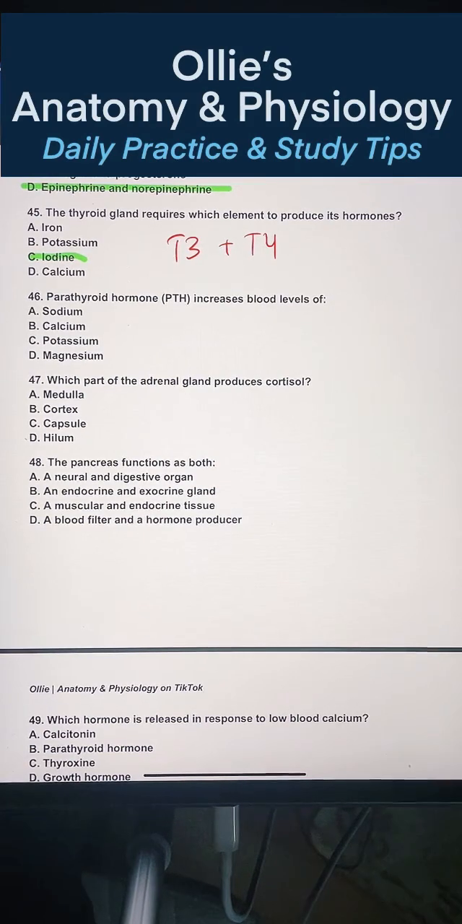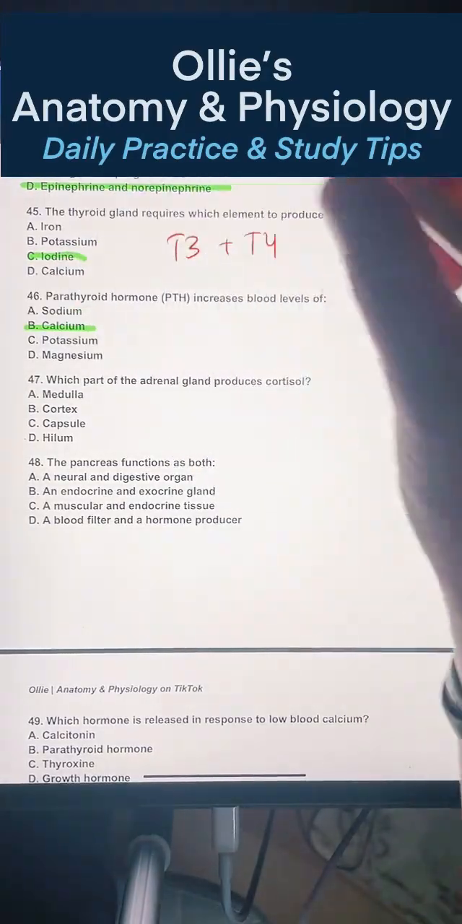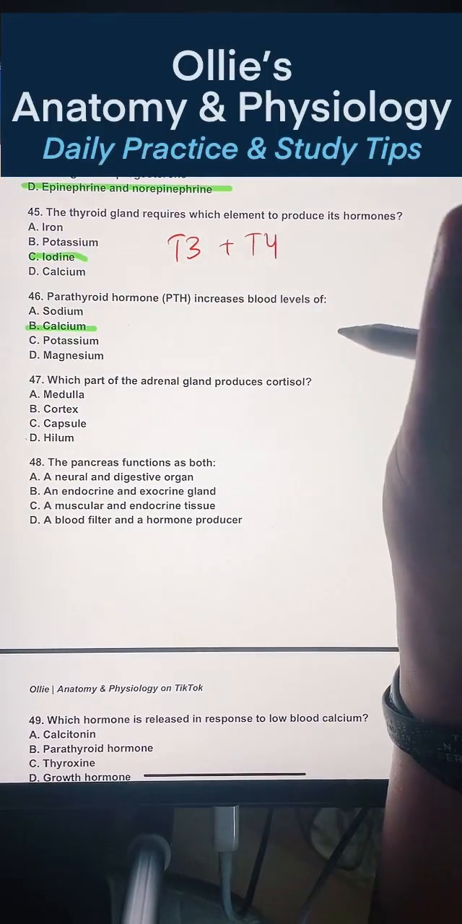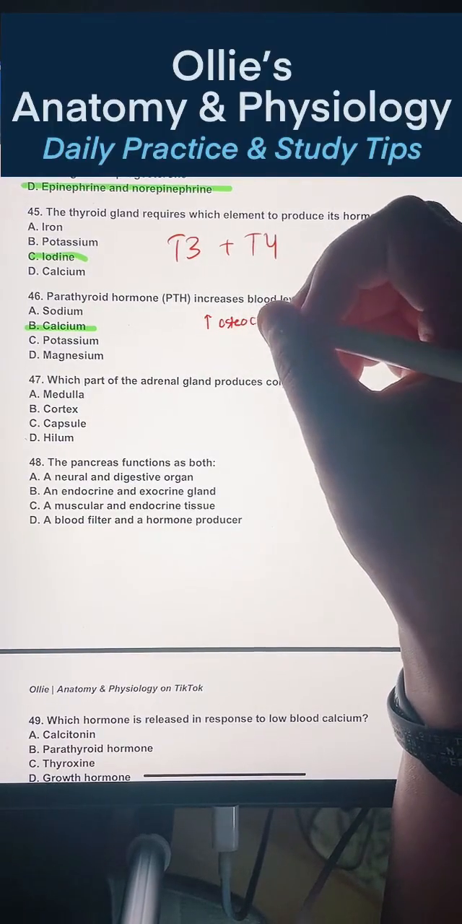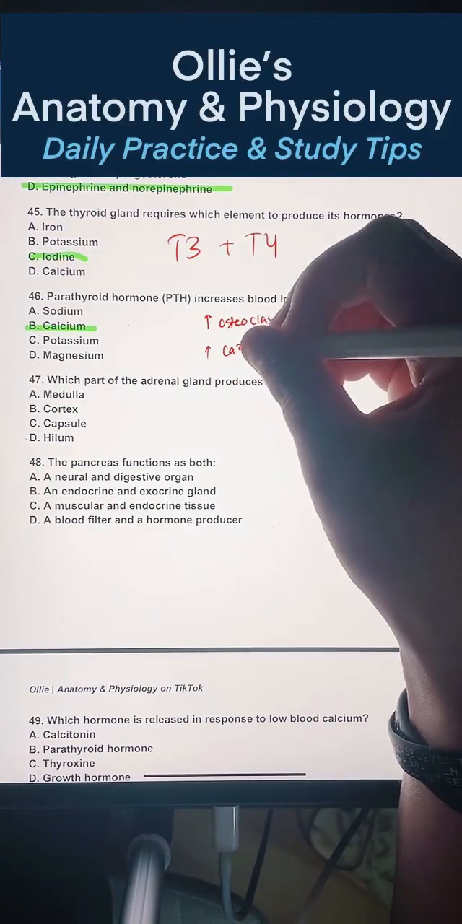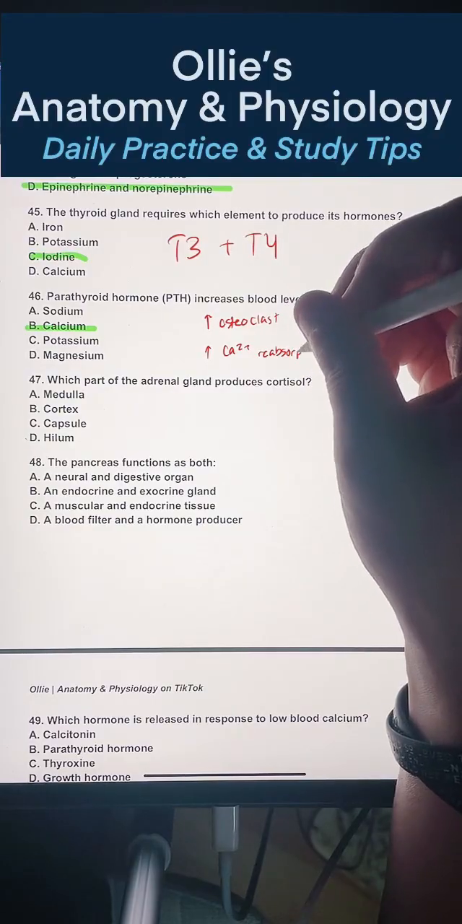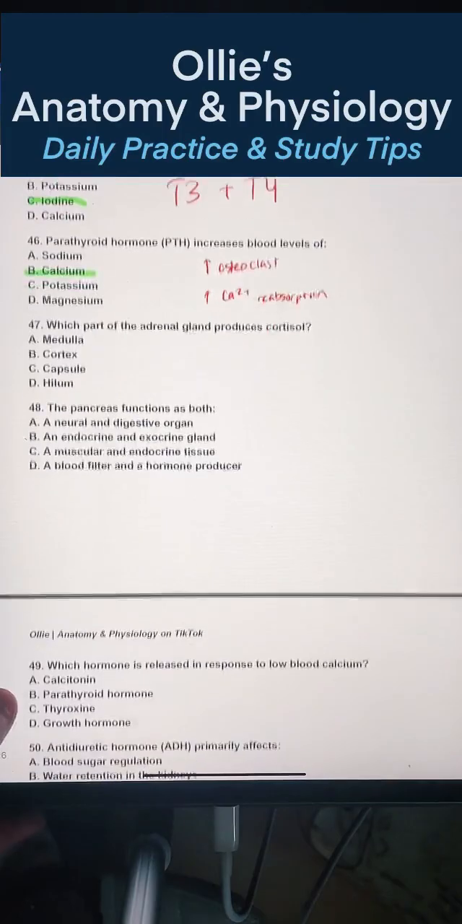46. It's going to be calcium. When we have low blood calcium, we are going to secrete parathyroid hormone that is going to stimulate our osteoclast activity and increase our calcium reabsorption. Remember that osteoclast breaks down bone. When you break down bone, you release it into the bloodstream.